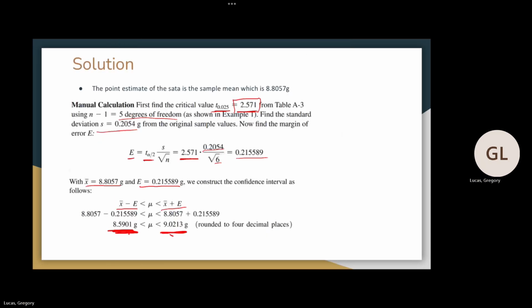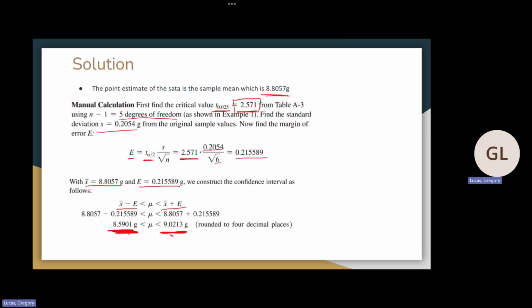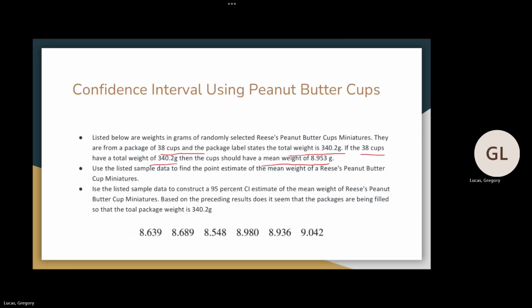Actually, let's go back to the question for a second. We use the sample data to find the point estimate of the mean. That's that first number that I gave you. That's just easy. We add the numbers together and divide by 6. So it's 8.629 plus 8.689, add them all together, divide by 6, because we have 6 pieces of data, just our basic mean there. And then this part is where we got our confidence interval.